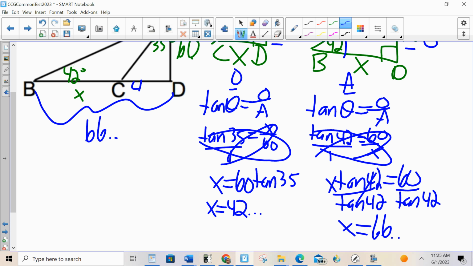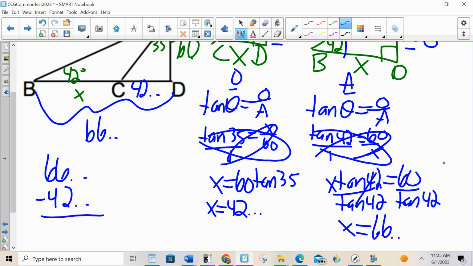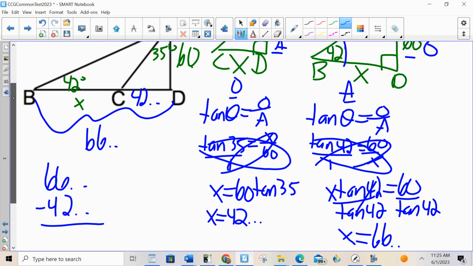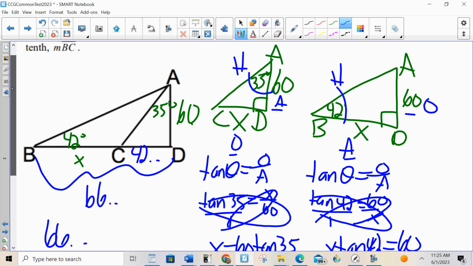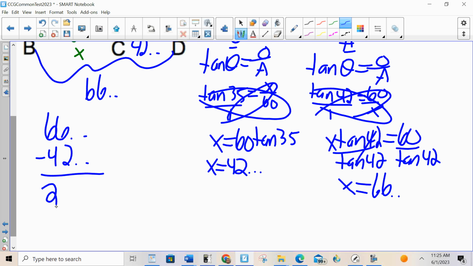This is 42. So to find that missing piece, I'm going to do my 66 dot dot dot minus my 42 dot dot dot. I'm going to copy and paste those. That minus that, 24 point whatever. Now, since I'm done, I can round to the nearest tenth, 24.6.